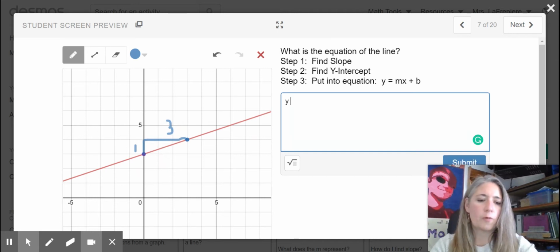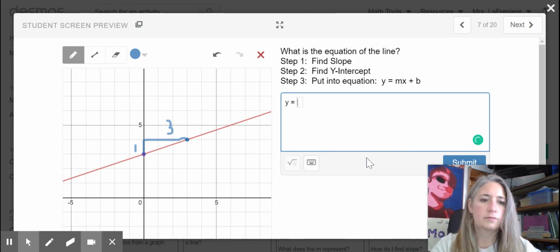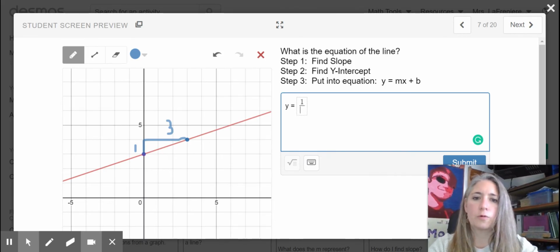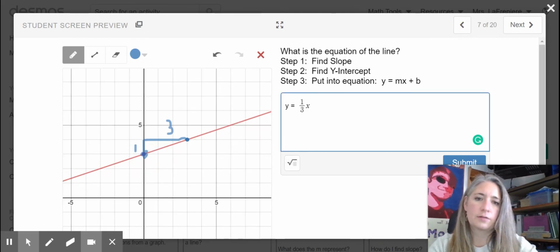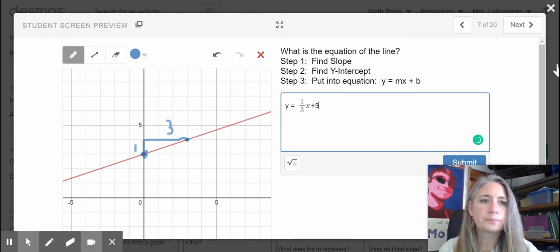So I'm going to start writing y equals, so let's turn this into a formula. So 1/3 x, and then find my y-intercept, and it would just be here where it crosses the y-axis at 3. So 1/3 x plus 3. So let's try some other ones.